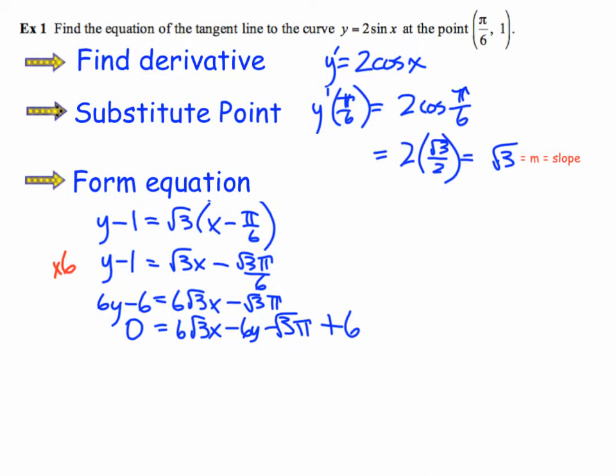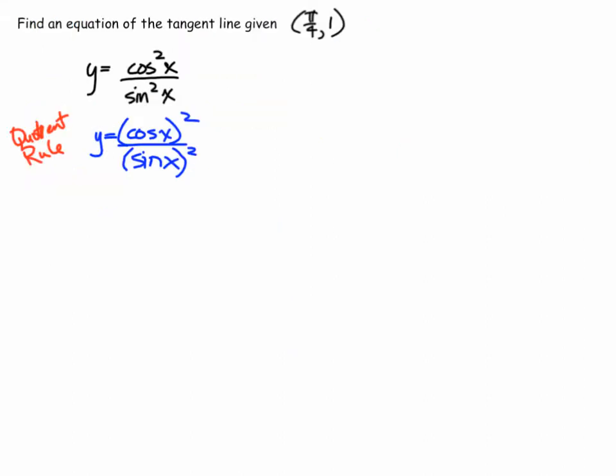Then I'm going to do a second example. It says find the equation of the tangent line given pi over 4 comma 1, and here's my equation. y equals cosine squared x over sine squared x. And I need to remember that cosine squared x is the same thing as cosine x all squared and sine x all squared. So I'll need to use the quotient rule when I take the derivative of the equation. So make sure you have lots of space.